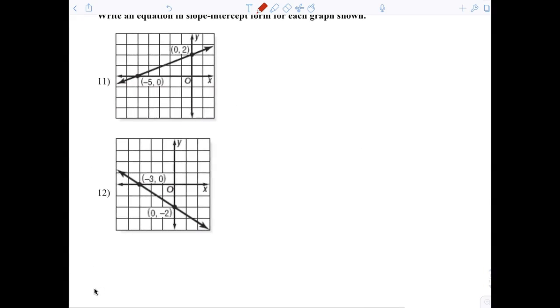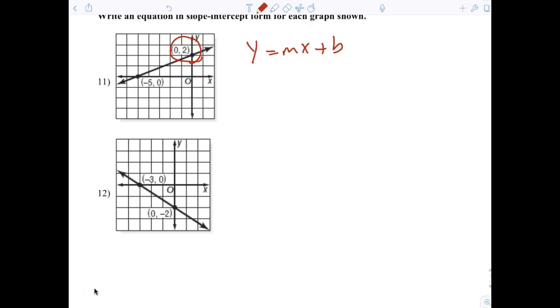All right. Now, the same thing with number 11. Somebody identify for me the y-intercept. What is the y-intercept? Sebastian. 2. Yes. Circle it. Make sure you're aware of it. Why is that the y-intercept? Because that's where the line crosses the y-axis. So if you're writing the equation right off the bat, y equals mx plus b, you could simply say y equals mx plus 2. That's what we're doing.